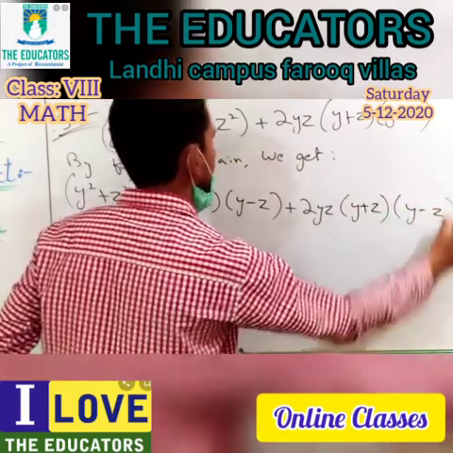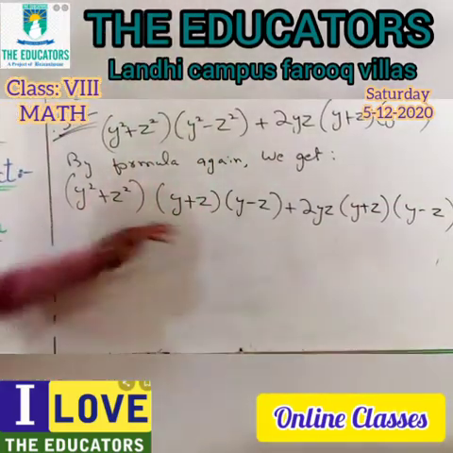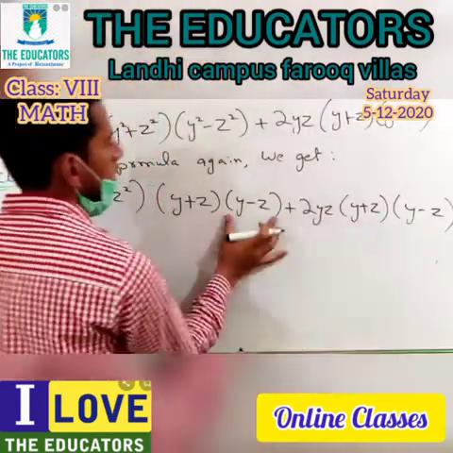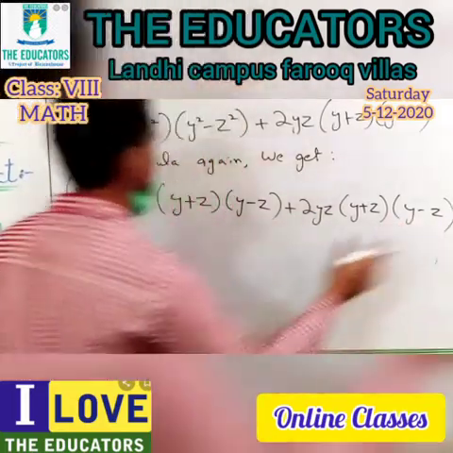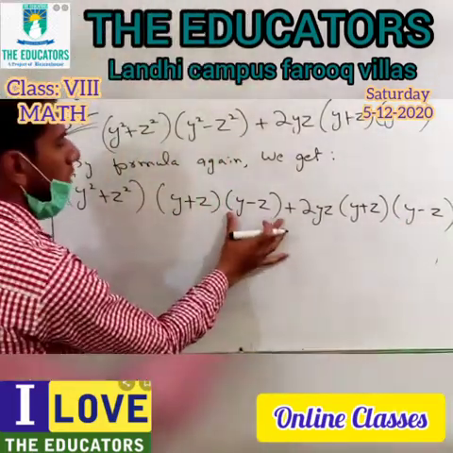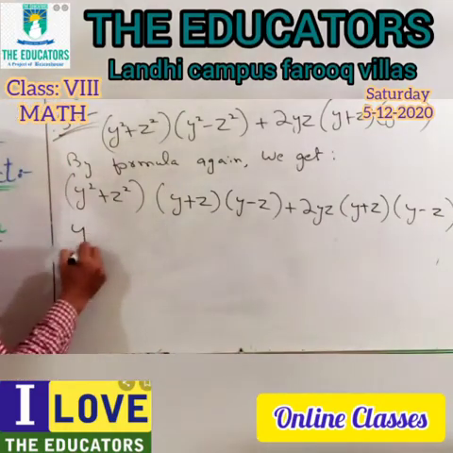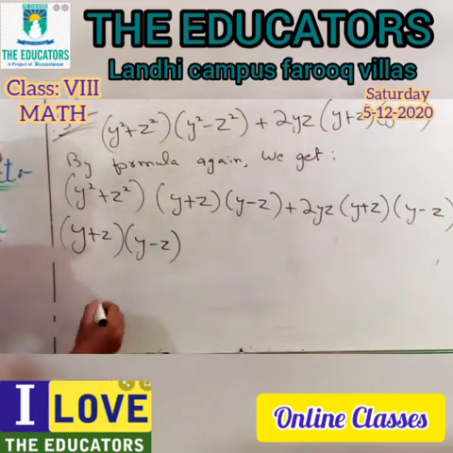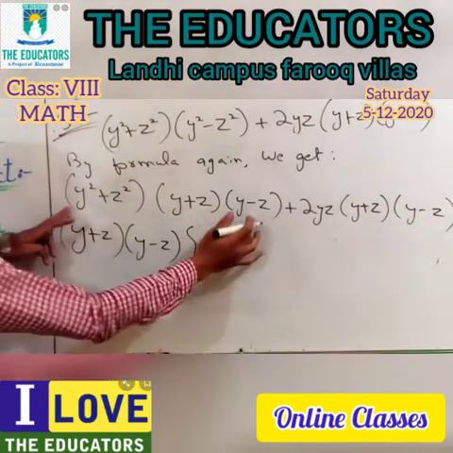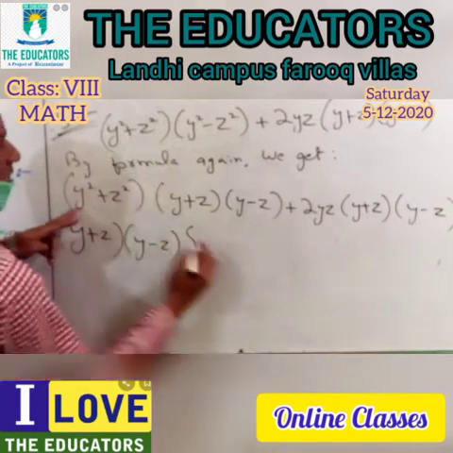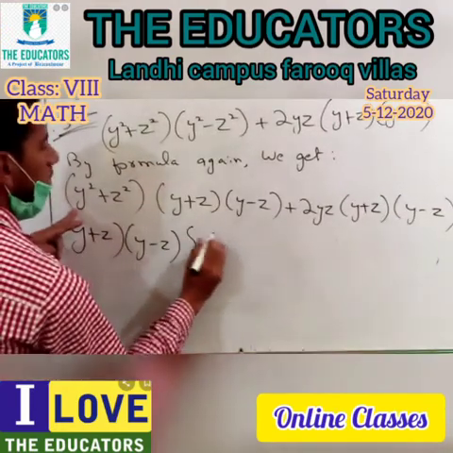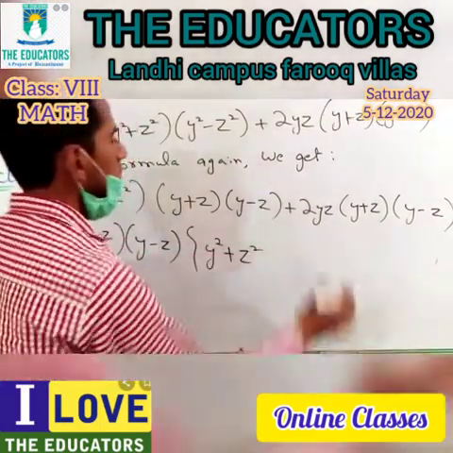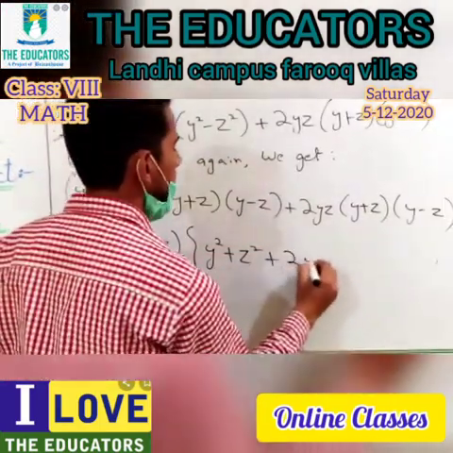Okay, now it's obvious that in the first term there is y plus z, and in the second term there is also y plus z, here is y minus z, and there is y minus z. So you may take y plus z and y minus z common from these two terms. If we take them common, in the very first term we are left only with y square plus z square, and in the second term we are only left with 2yz.